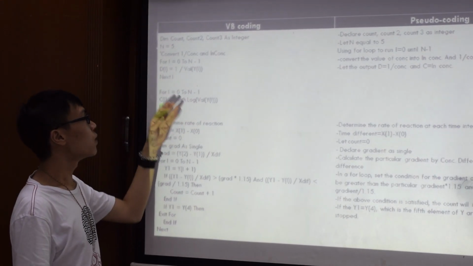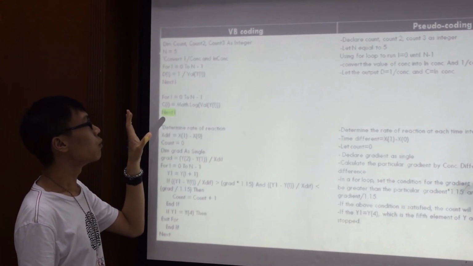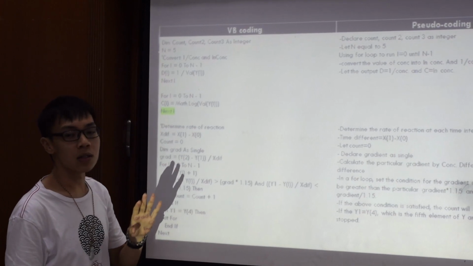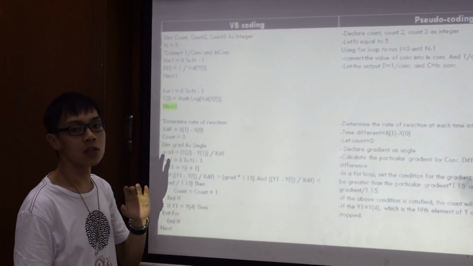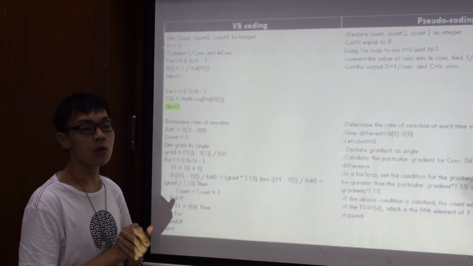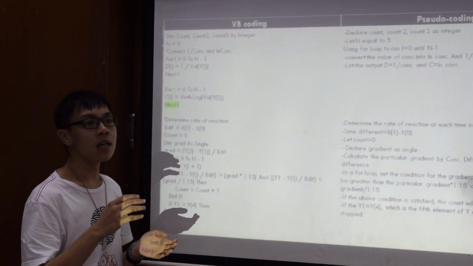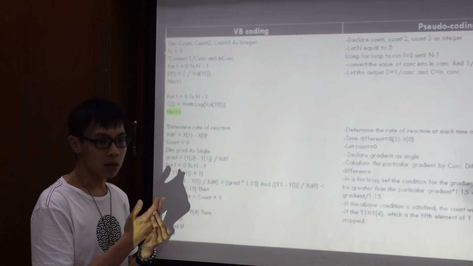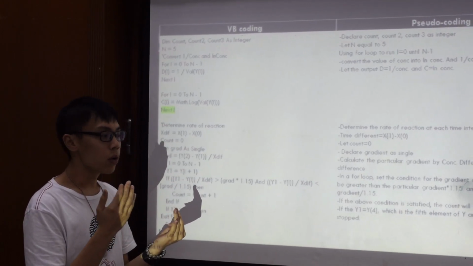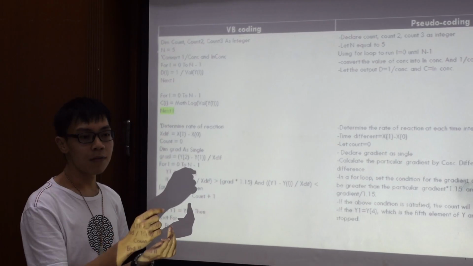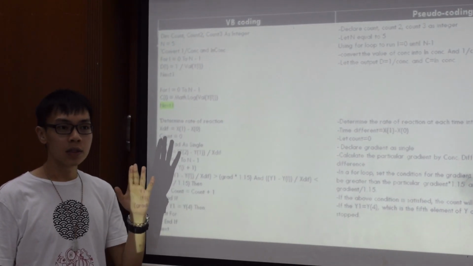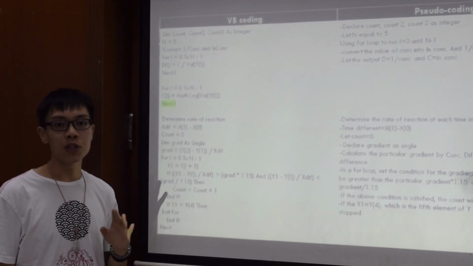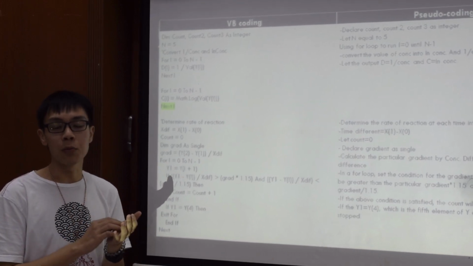And these two are the coding where we convert our concentration to 1 over concentration and also ln concentration, which will be further used in the order determination, rate constant determination, plotting the graph, and also our determination of the half-life, which is the output that we are interested in.